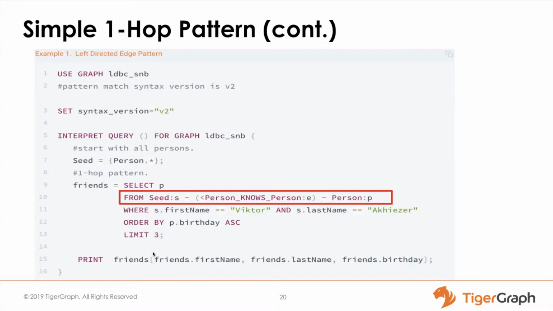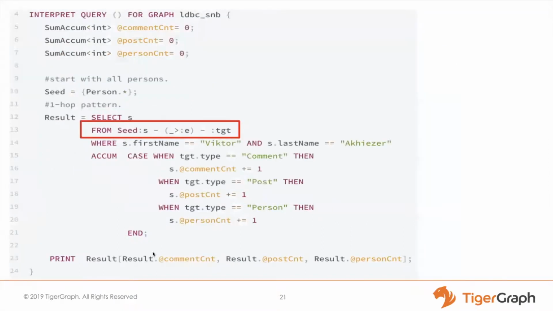So this is a pattern match example. And this is another pattern match example. This means I start from any person, I specify the person seed set in the first block. And then the second query block is a one-hop pattern. I start from the seed set, and then I go through any rightward edge type, and then reach the target. But then how do I do different actions based on different match types?